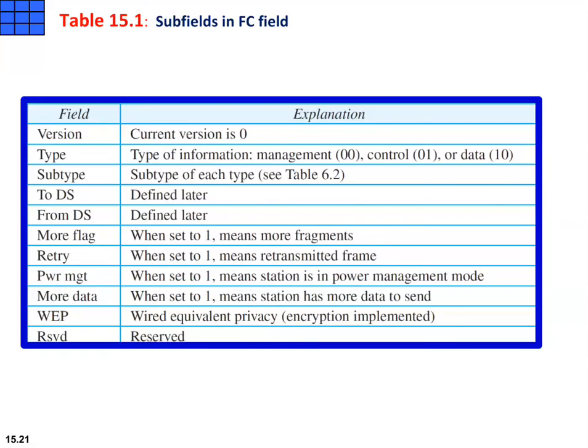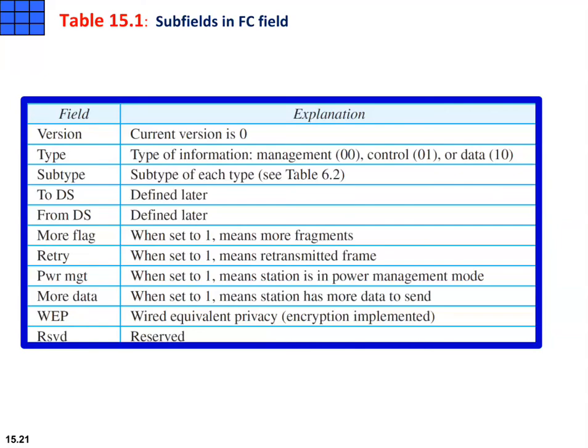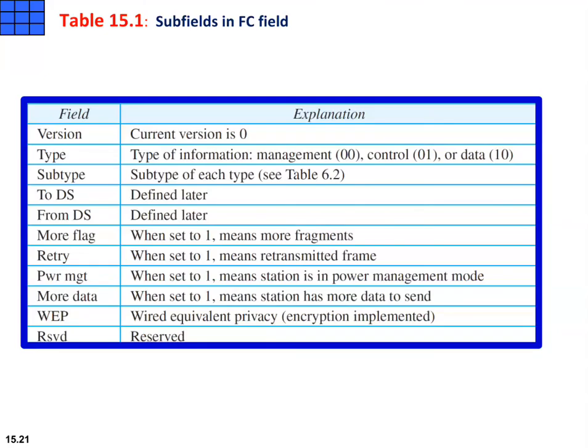Next is about the types of the frames. So here, as we had seen, the first one, frame control, this field will have the protocol version, type, subtype, To DS, From DS, more fragmentation, retransmission, power management, more data to be sent, reserved, and Wired Equivalent Privacy. So the first one is the protocol version. The current version used is 0, so always that 2-bit value will be 00.